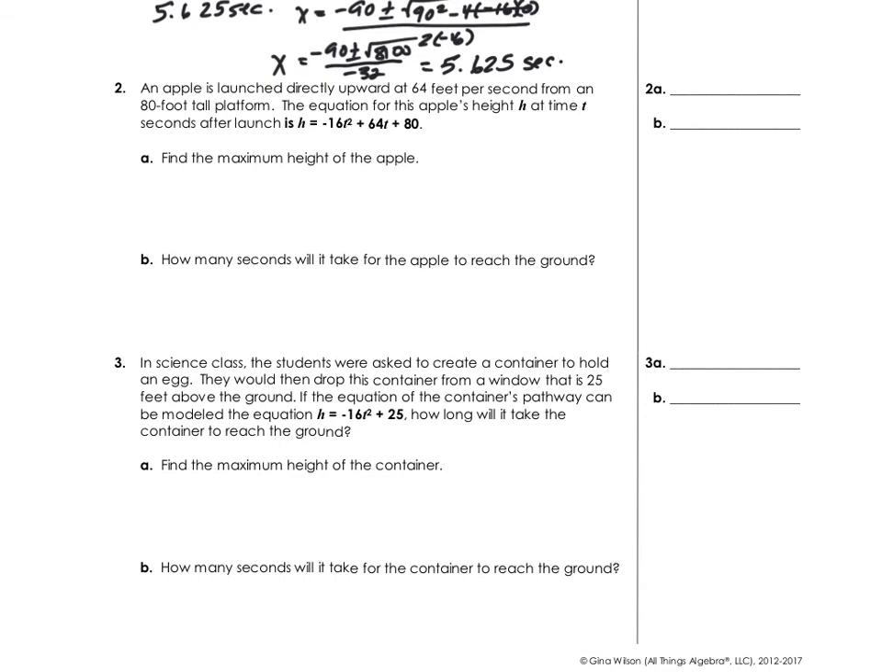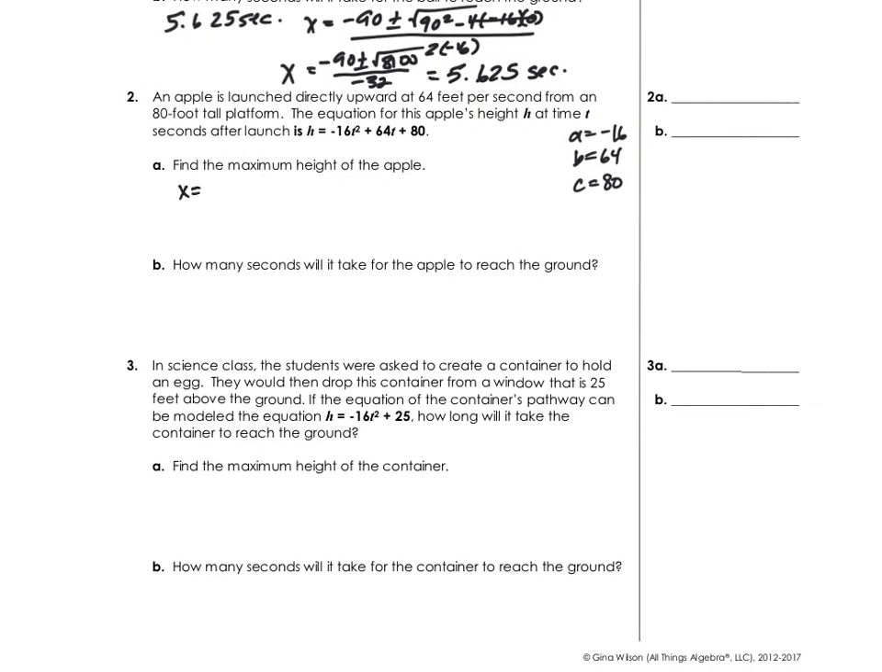An apple is launched directly upward at 64 feet per second from an 80-foot tall platform. The equation for this apple's height, h, at time t seconds after launch is h equals negative 16t squared plus 64t plus 80. So a equals negative 16, b equals 64, c equals 80. Find the maximum height of the apple. So we're looking for the y value of the vertex. So first we have to find the axis of symmetry. Remember that formula is negative b divided by 2a, and that gives us the x value of the vertex.